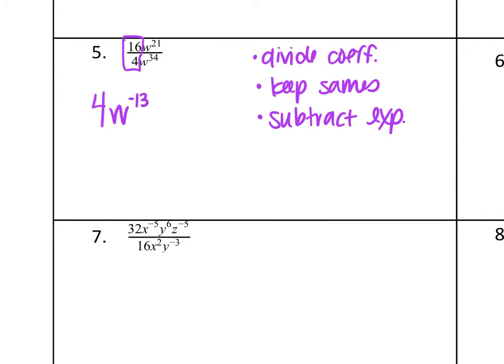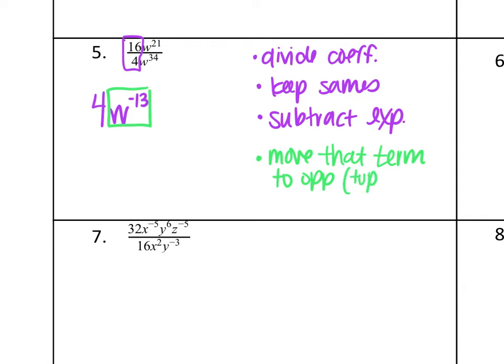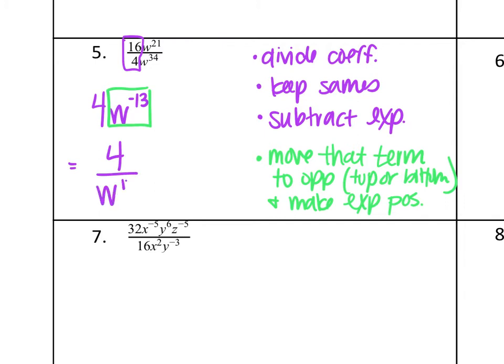Okay, since this one has a negative as well, to do the negatives, you remember the exponent applies to what's directly in front of it. So you move that term to, in this case, the bottom. So I'm going to say opposite side, like top or bottom. You're essentially flipping it and making the exponent positive. So now the 4 stays on top, the w will go to the bottom, and 13 becomes positive. Now it's in simplest form.